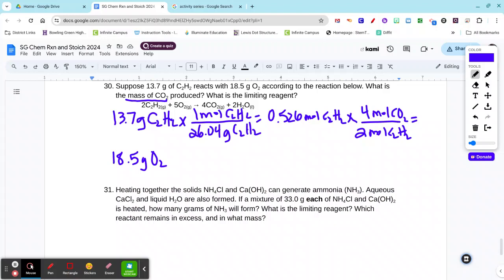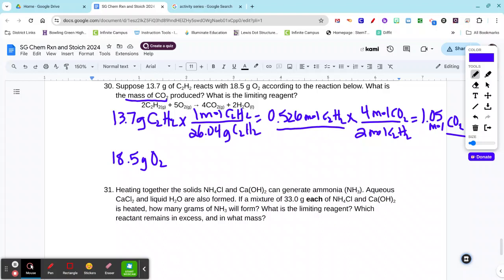Now, I talked about this in class. If you want to stop right here before going to grams, you can do that and wait and see which one is smaller. Okay, so you can stop at moles if you want, but you have to make sure that you get all the way to the product before you stop. You can't stop here. That is not good because that's not going to tell you the right answer.